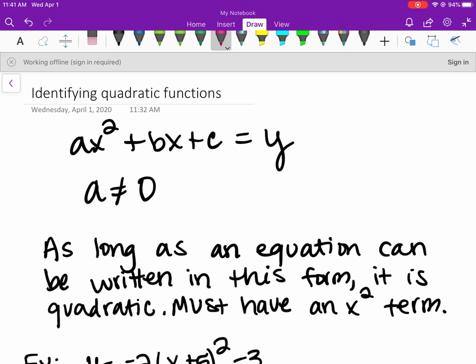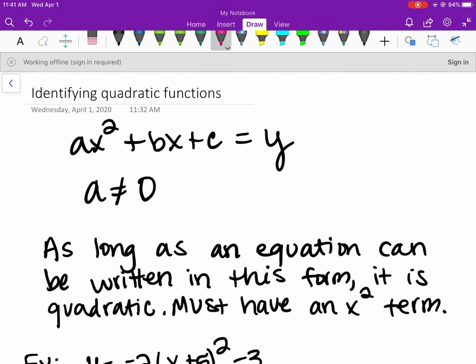Okay, in this video, I'm going to talk about how you identify a quadratic function. If you're looking at a function, whether in its equation, a graph, or a table, how do you know for sure that it's quadratic? Just a reminder, this is standard form: ax squared plus bx plus c equals y.